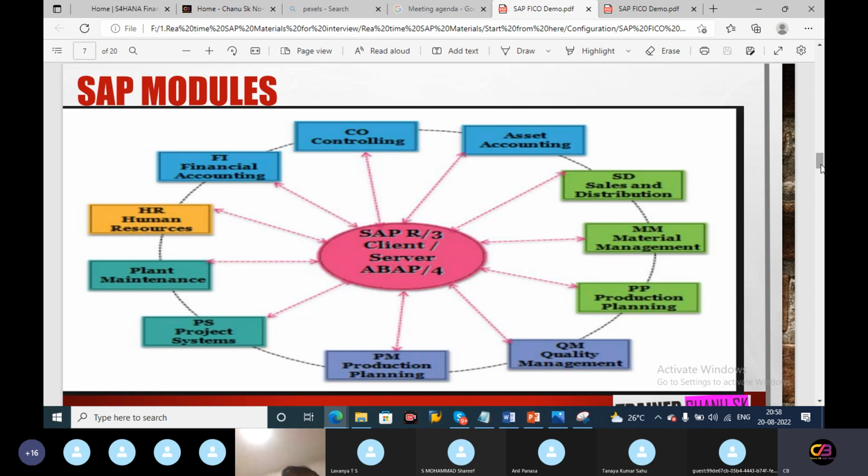Okay, so which module is better, like is the FI module better or is the CO module better? I cannot say directly which module is better. It is your choice. If you have good knowledge at plant level, plant maintenance level, you can pick up plant maintenance. Okay, so less competition.